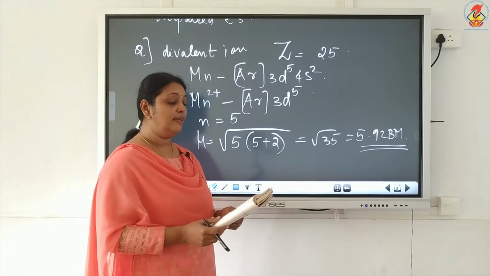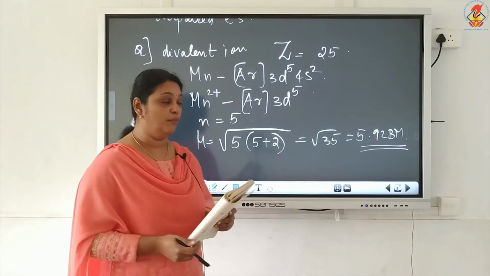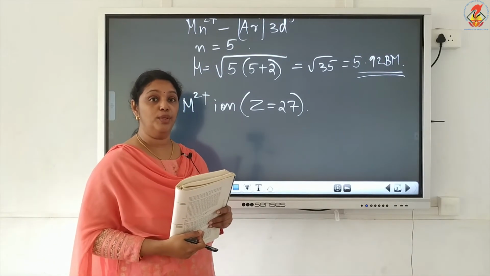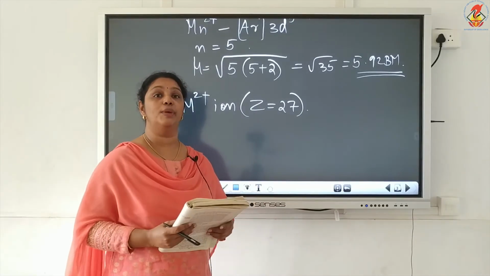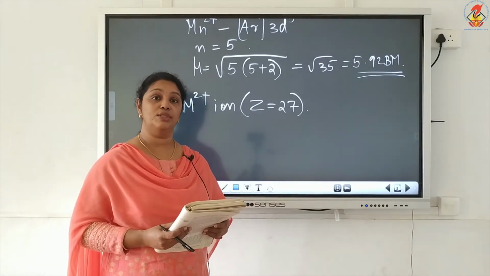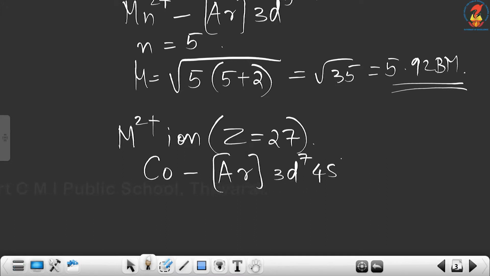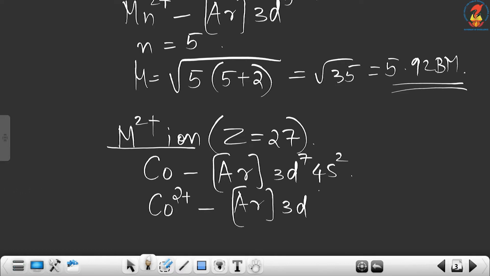Now the second question: calculate the spin-only magnetic moment of M2+ ion whose atomic number Z is equal to 27. You have to calculate the magnetic moment mu of the element whose atomic number is 27, and you know the element with atomic number 27 is cobalt. So let's write the electronic configuration of cobalt. Cobalt is argon 3d7 4s2. You are asked to find the magnetic moment of the M2+ ion. So cobalt will be in which oxidation state? Co2+, whose configuration is argon 3d7.